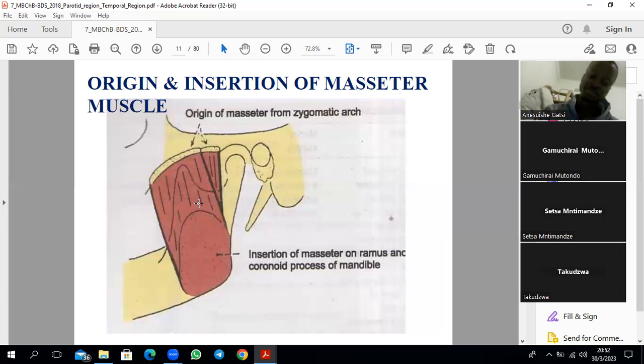Guys, anyone? Stay on the picture, guys. It originates on your zygomatic arch, eh?